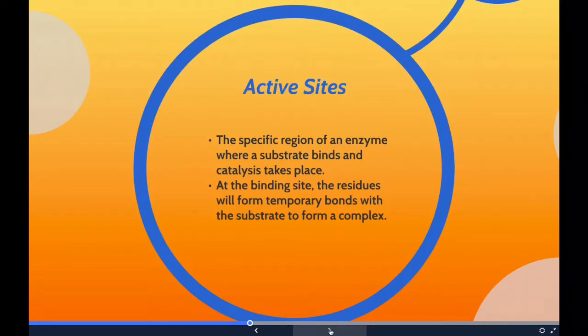The active site is made of residues that can form bonds with the substrate, particularly at the binding site. Often, an enzyme would have only one active site that will fit with only one specific substrate. At the binding site, the residues form temporary bonds with the substrate to form a complex.